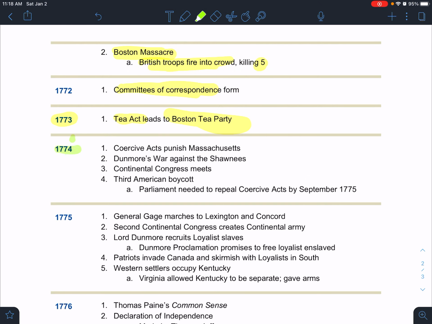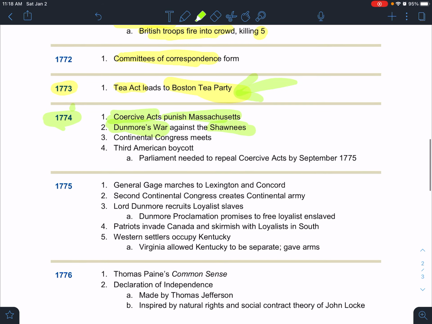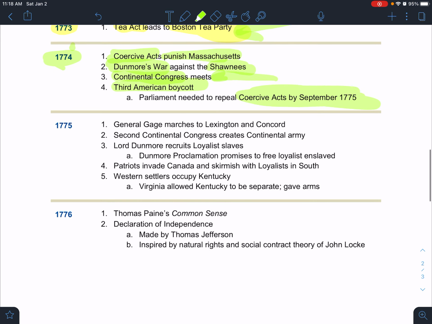And next we have in 1774, the Coercive Acts, which are supposed to punish Massachusetts for the Boston Tea Party. Dunmore's War is Lord Dunmore fighting against the Ohio Shawnees to be able to take over Connecticut. The First Continental Congress also meets during this time period. This also has the Third American Boycott, which is organized by the Continental Congress, and Parliament needed to repeal the Coercive Acts by September 1775 if they wanted the Third American Boycott to not happen.